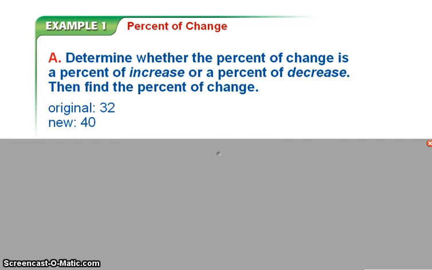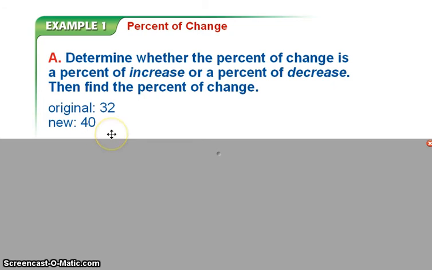Your first type of problem is dealing with percent increase and percent decrease. If you take a look at this problem, it says determine whether the percent of change is a percent of increase or a percent of decrease. Then find the percent of change. If we're talking about prices, let's say this was the original price, $32. Here's the new price, $40. The first thing they want to know is, is this an increase or a decrease? Well, obviously it's going to be a percent increase. We are increasing this number from the original to the new. It's getting bigger, so it's an increase.